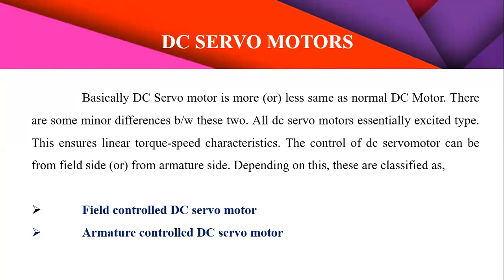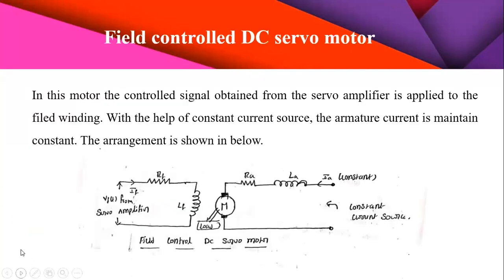Now the control of a DC servo motor can be from the field side or from the armature. If you want to control the DC servo motor, you can take the controlling action from the field side or the armature side. Depending on this, they are classified into two types: field control DC servo motor and armature control DC servo motor. Right. Now let me see the field control DC servo motor. This is the circuit diagram for the DC servo motor, and this part.